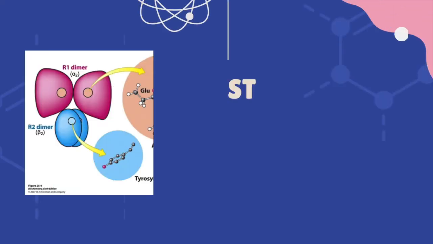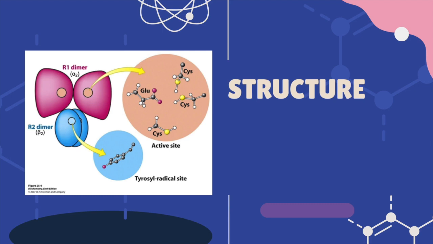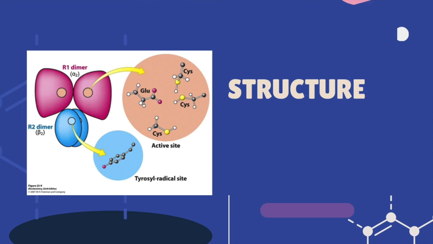RNR is a complex multi-subunit enzyme that operates through radical-based chemistry. It has 2 main subunits. The R1 subunit, which is made of 2 alpha subunits, which each contain the catalytic site with cysteine residues and regulatory domains controlling enzyme activity. The R2 subunit is made of 2 beta subunits with an iron cluster that generates a free radical to form the critical tyrosine radical site.